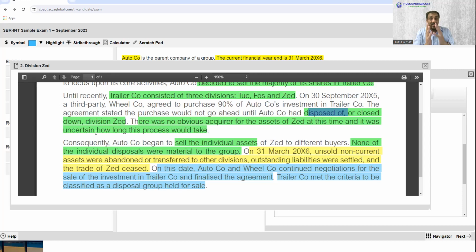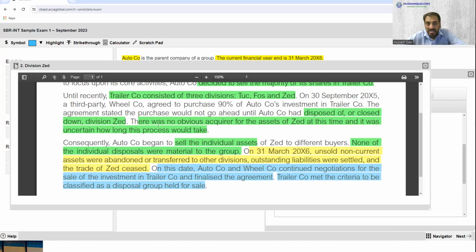But IFRS 5 has a categoric point about abandonment. If the company has decided to abandon, or in this case transfer to another division, it's not possible to apply IFRS 5 held for sale. Particularly for abandonment, it's not possible to apply IFRS 5 held for sale.